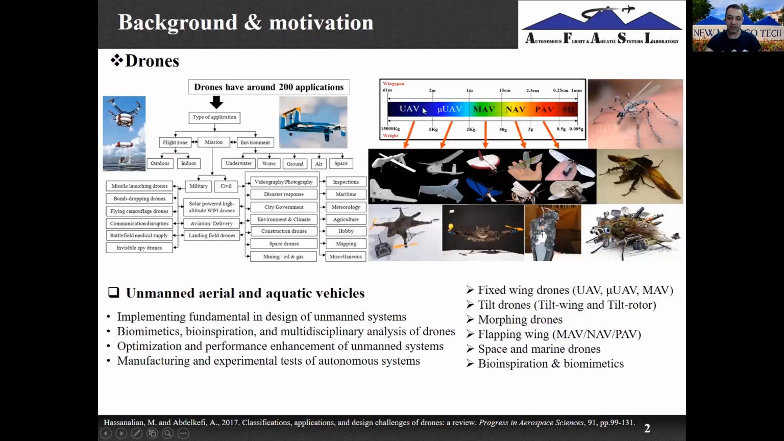UAVs are generally bigger drones that need a runway to fly. Micro UAVs are similar to UAVs, but smaller in size. They are usually hand launched, so you can hand launch them. And we have three classes of micro drones with different configurations, including fixed wing, flapping wing drones, which are inspired by birds, and multi-rotors like quadcopters and hexacopters, which we see in our daily life.